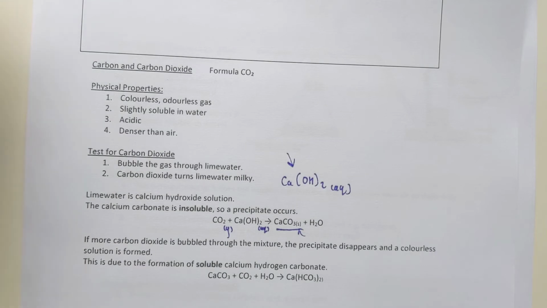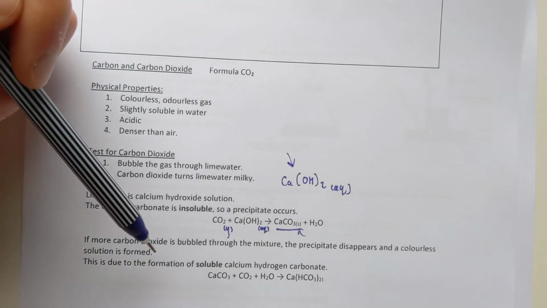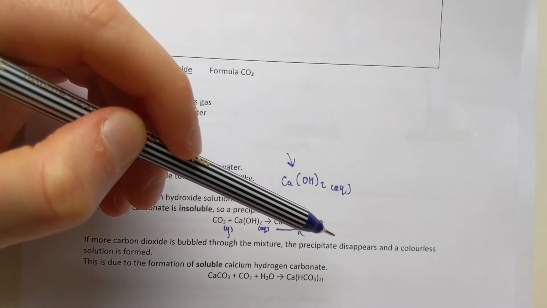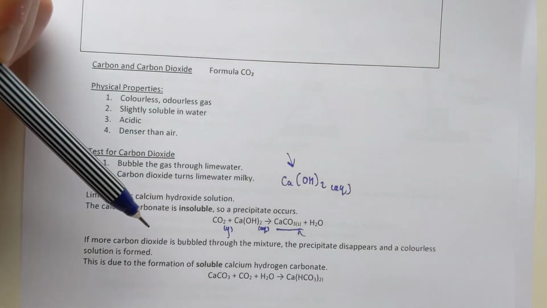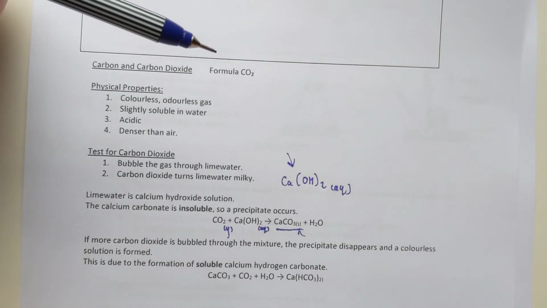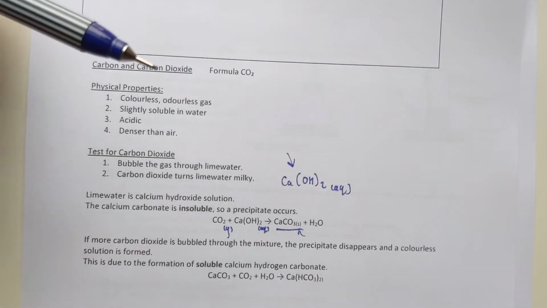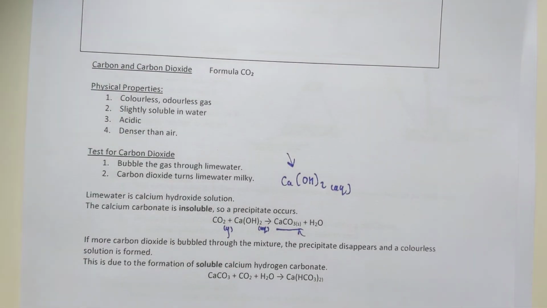If you have that lime water test, but you keep on bubbling carbon dioxide through, so even after it turns milky or cloudy, you keep going, something else happens. Whenever you bubble more carbon dioxide into the mixture, the precipitate actually disappears and it turns back to being colourless again. So it's turned cloudy, and then if you keep going, it turns back to being colourless. The reason that happens is actually a second reaction taking place in the solution.